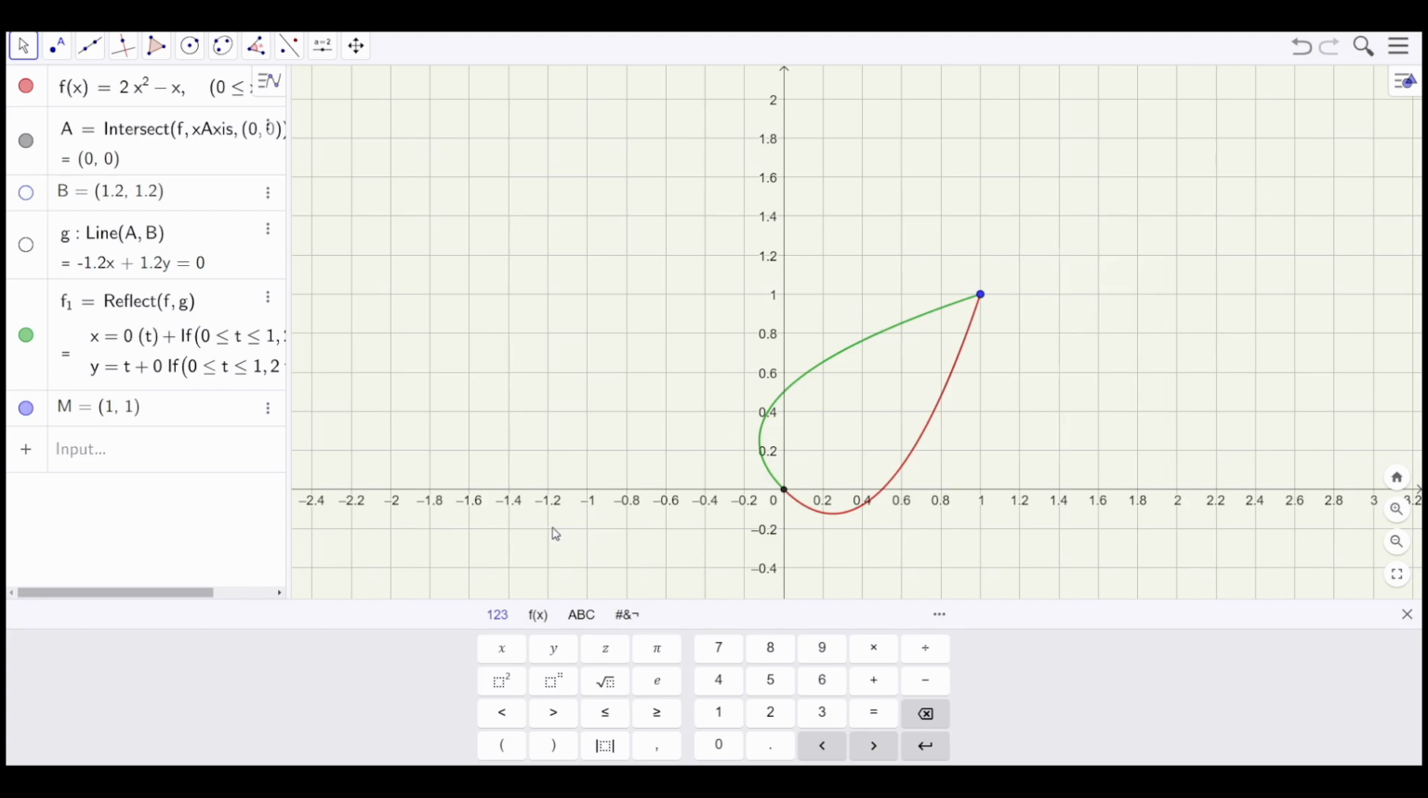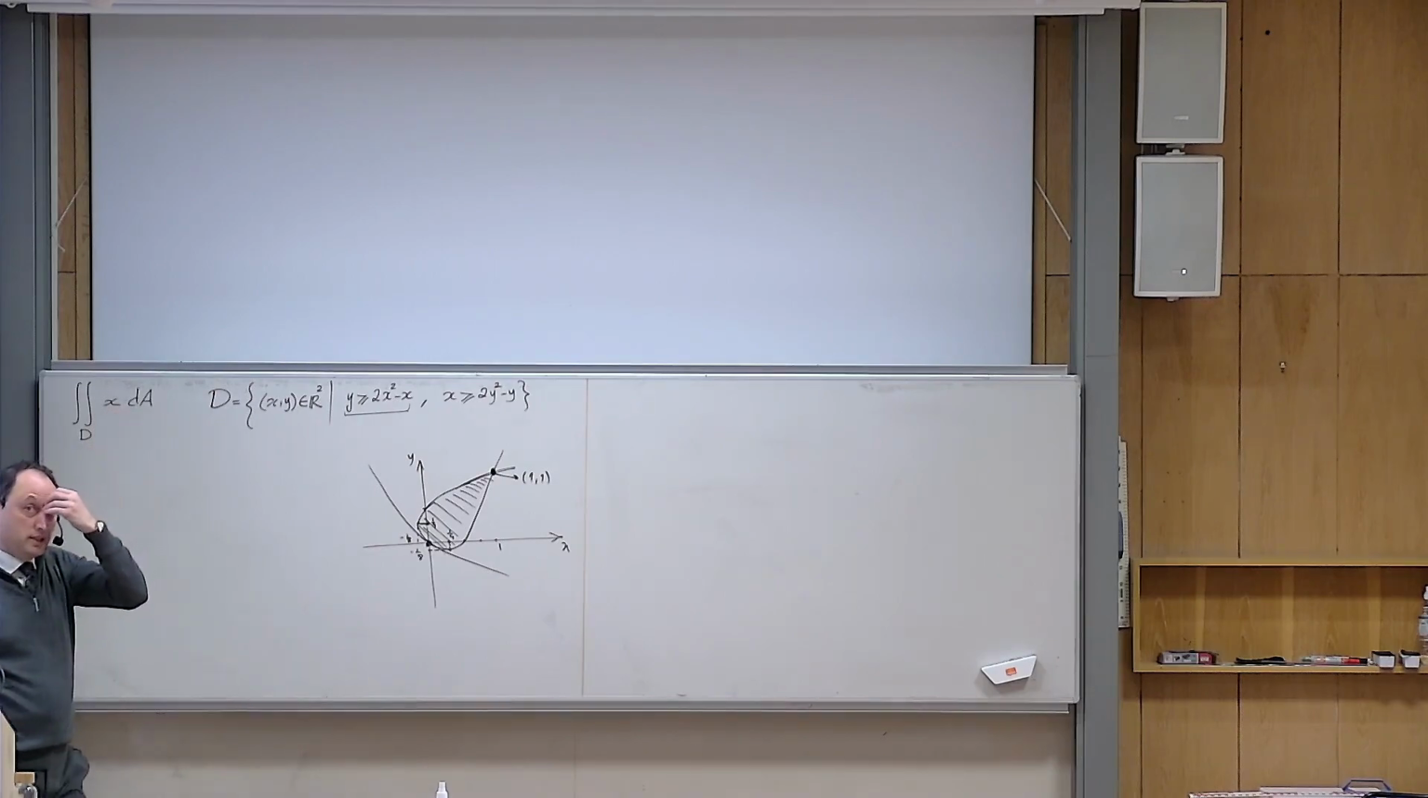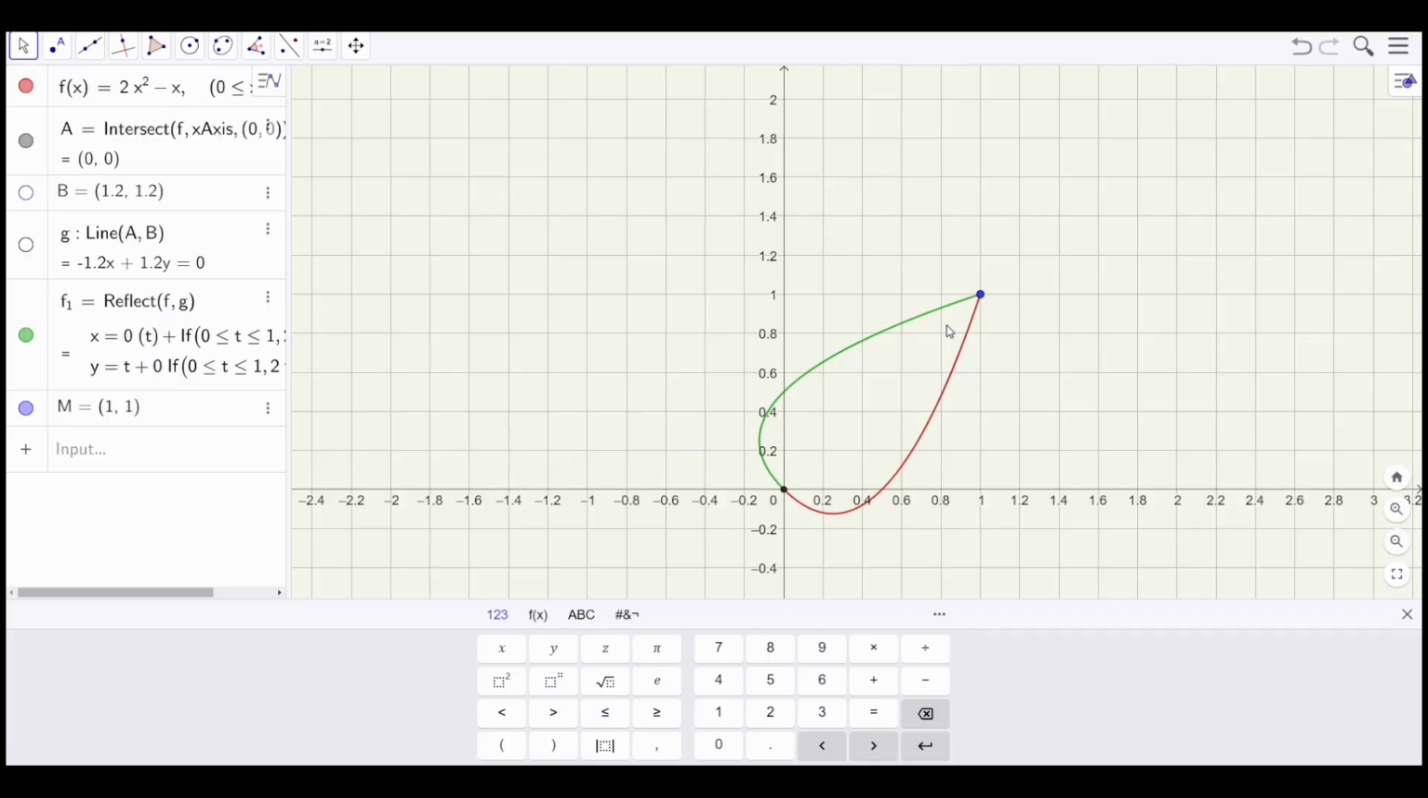Okay, so that is my domain. Whatever you see inside is your domain. But the point is that, you remember, you're supposed to integrate over this function. How can I visualize this? Okay, so first of all, let me go back to GeoGebra.